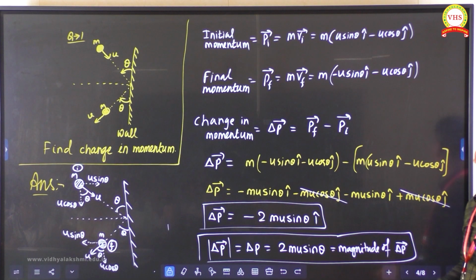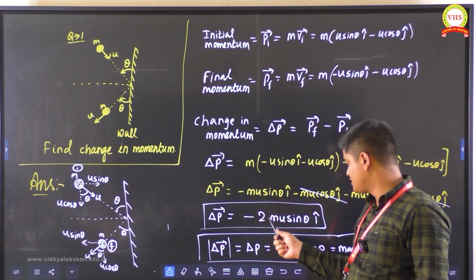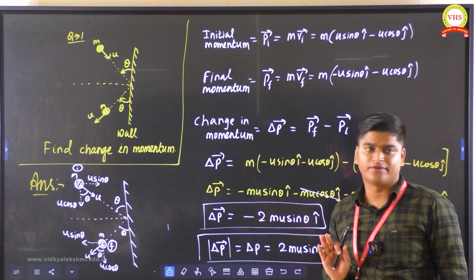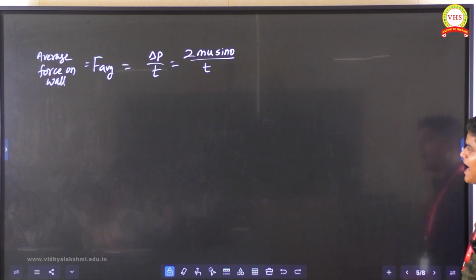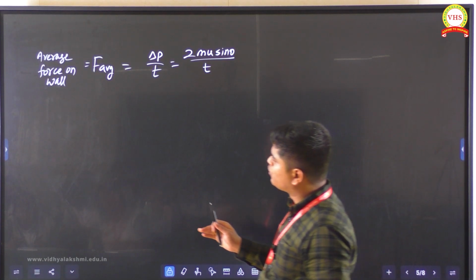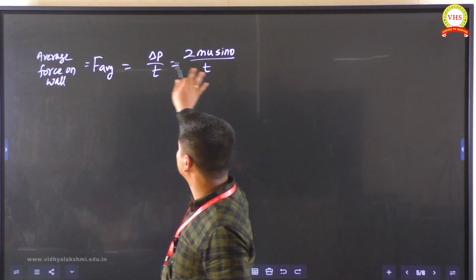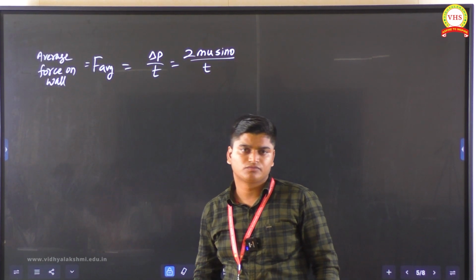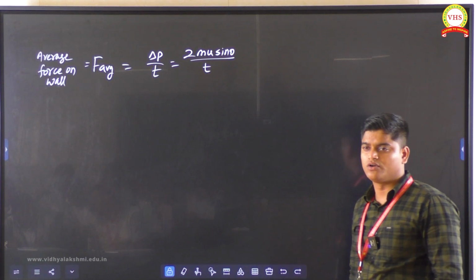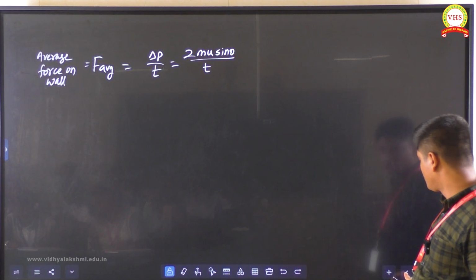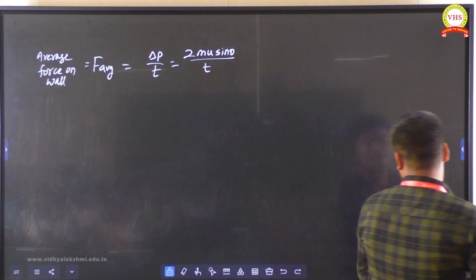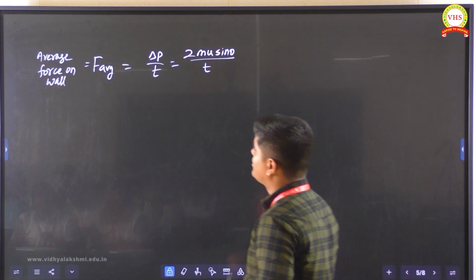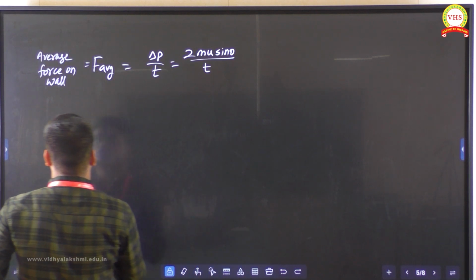Clear idea? And change in momentum direction is negative x-axis. And magnitude you find. After magnitude, if they ask you to find any force, average force on the wall, you can do this, average force on the wall. Clear? No doubt? Note it down. So now you got average force also, change in momentum by time, average force.